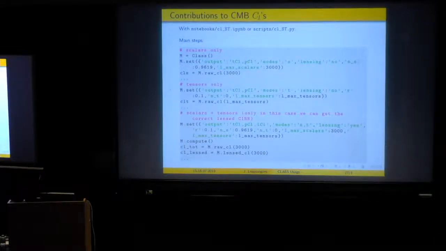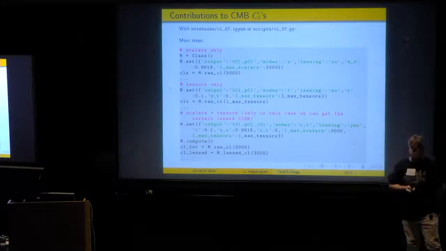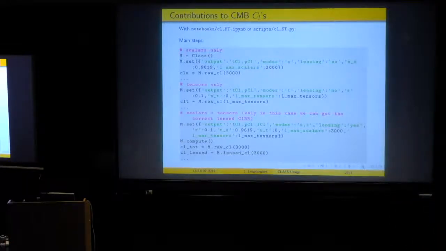So for scalars only, in my CLASS model, I set parameters. I ask this time for the variable modes that you have never seen so far in the course. We set modes to S for scalar. We must also pass a value of the scalar tilt. We ask for a computation up to 3000. And in order to get the previous plot, I was interested in the unlensed CL of the scalar modes. To get the unlensed CL, instead of lensed CL, you have to call raw CL. Raw CL means CL unlensed.